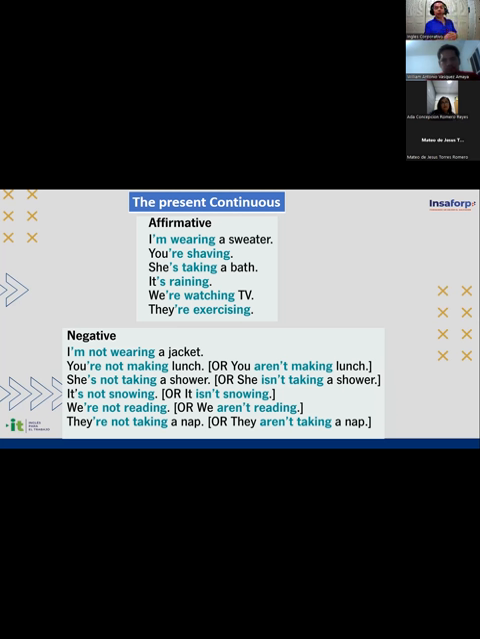It is not snowing. Let me see. No, in El Salvador, never. Maybe in Chalatenango, maybe, right? Normally here. Today, for example, it's very hot. How can we have snow, right? So it's not snowing, or it isn't snowing. And then we have the word read. So we're not reading or we aren't reading. And finally, they are not taking a nap or they aren't taking a nap.